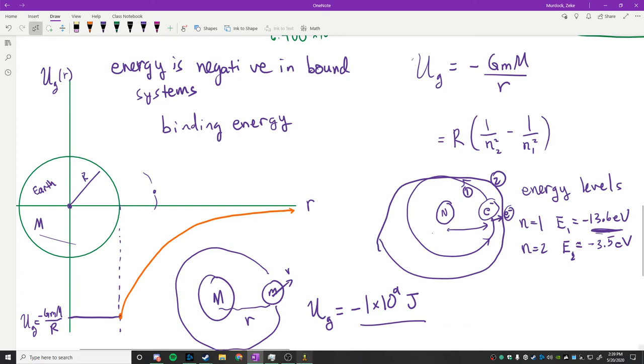I just want to emphasize that the negative sign is there due to a binding energy, and the negative sign is important, okay? It is important.